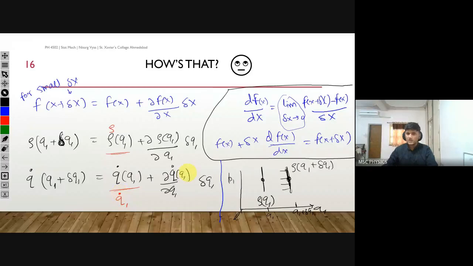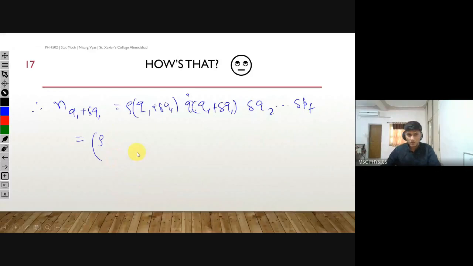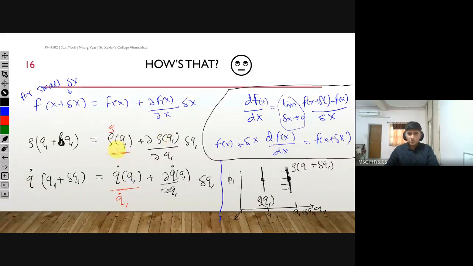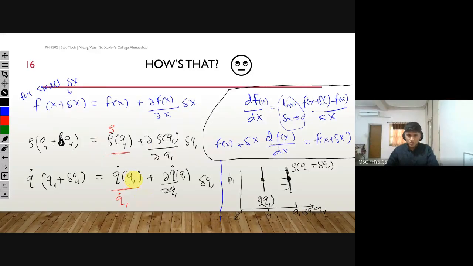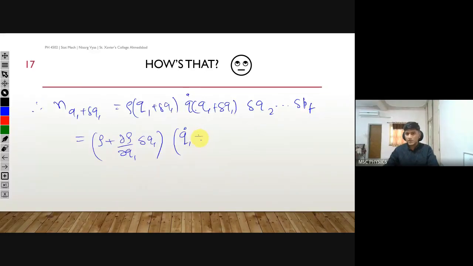Q dot at Q1 is Q1 dot, and rho at Q1 is nothing but rho. So I'm just using this equation. So rho plus del rho by del Q1 into delta Q1, and this is Q1 dot plus del by del Q1 of Q1 dot into delta Q1, and all other delta Q2 up to delta Pn.